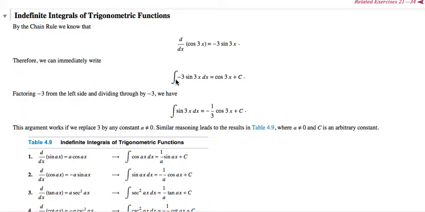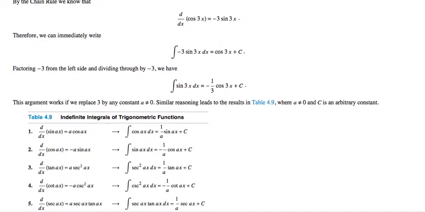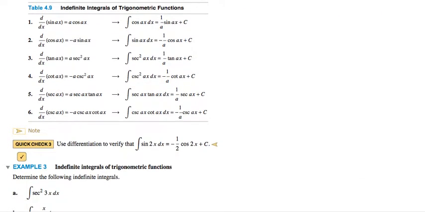So we can immediately write that the integral of negative 3 sine of 3x dx is cosine 3x plus c. If we factor the negative 3 out from this integral and divide it into both sides, we have that the integral of sine of 3x dx is negative 1/3 cosine of 3x plus c. Now this holds true if this 3 is any number besides 0. And we can do this for all of the trig functions, and that's how we arrive at table 4.9.